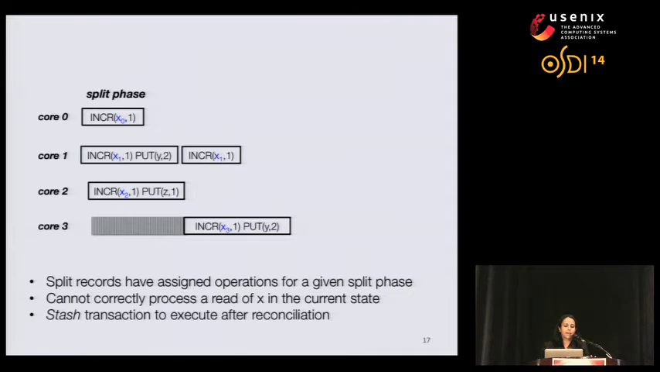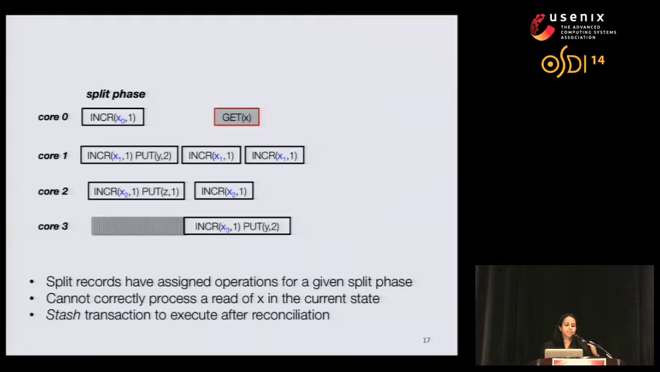Split records have an assigned operation for a given split phase. So in this split phase, the assigned operation to X is increment. And so we can do all the increments that we want on X in this split phase. But let's say we see a get. Some transaction wants to read X. Well, this is kind of incompatible with what we're doing so far. We can't actually process a read of X given the state that X is in. Its value is split across all the cores.